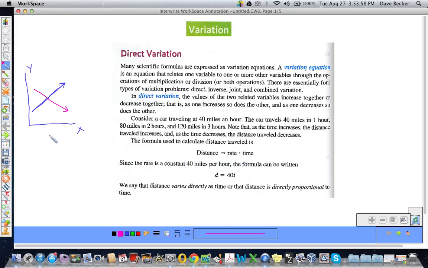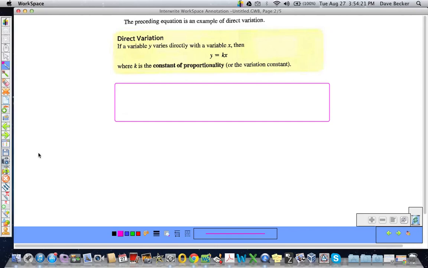That's a good example. If this were distance and this were time, with the blue line, as distance increased, time increased. And with the pink line, as distance decreased, so did time. So that relationship is linear and is known as direct. Probably best learned through examples.